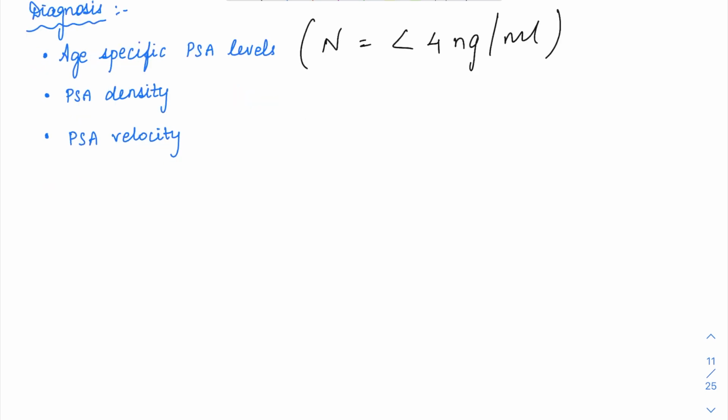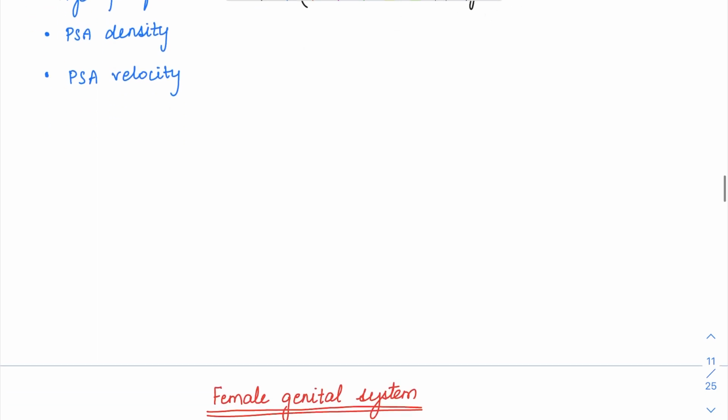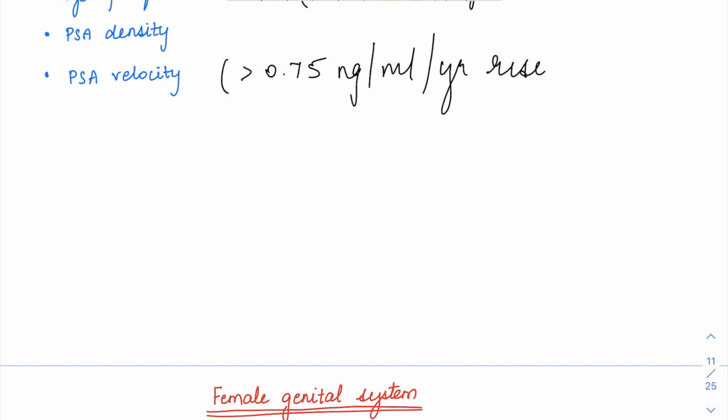Next you will check the PSA density. Density will be based on the volume of the prostate, measured by ultrasound. Other than that, you will have to correlate with the PSA levels also. Both of these will give the PSA density. Then the PSA velocity, the rate at which the PSA is increasing. If there is more than 0.75 nanogram per ml per year rise, then it is suspicious for prostatic cancer.